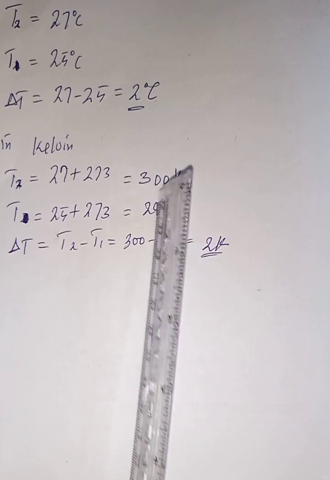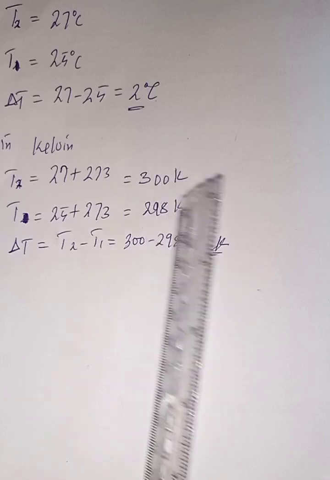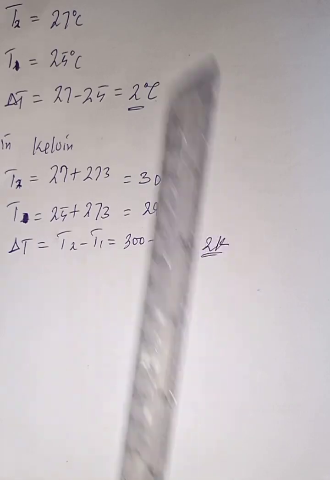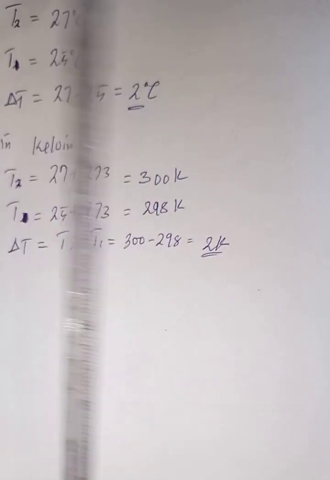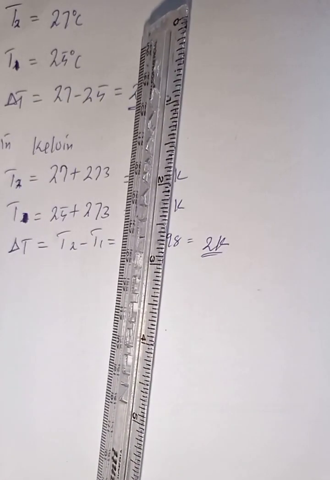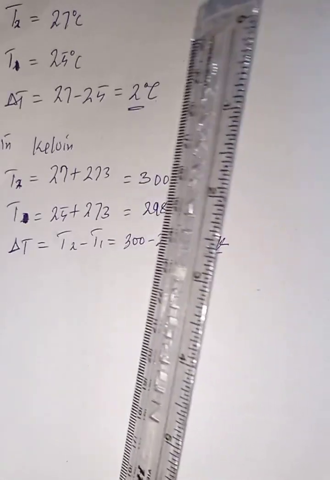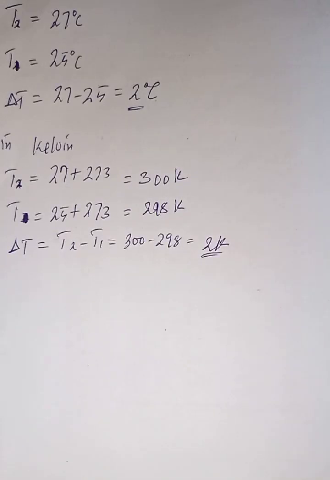The next thing, let's find the change in temperature now. The change in T will be T2 minus T1, which is this minus this. What are you still having? 2 Kelvin. So take note. If you are given two temperatures, or they're asking you to look for the change in temperature, whether you convert to Kelvin or you solve with degrees Celsius, the change in temperature will still remain the same. Please take note of that.